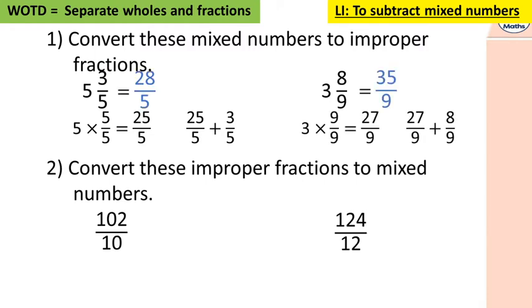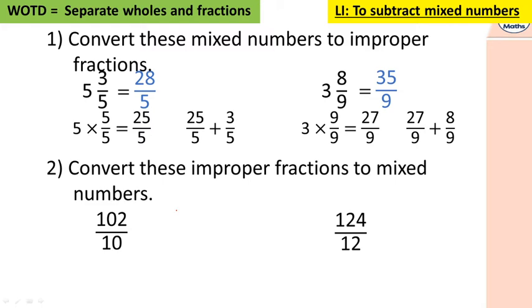3 and 8/9. So you do 3 times 9, so 3 lots of 9/9 is 27/9, and you add the 8/9 that you're left with. So 27 add 8 is 35/9. So we're going to convert these improper fractions, so numerator bigger than the denominator, to mixed numbers.